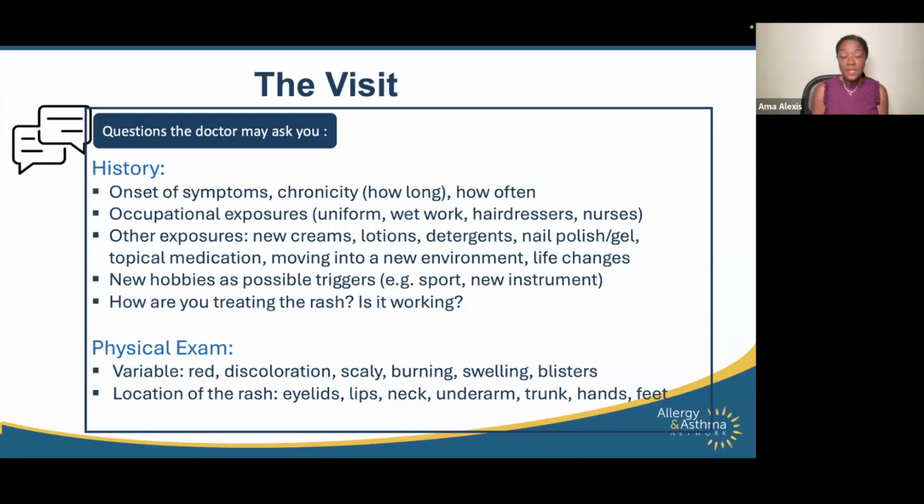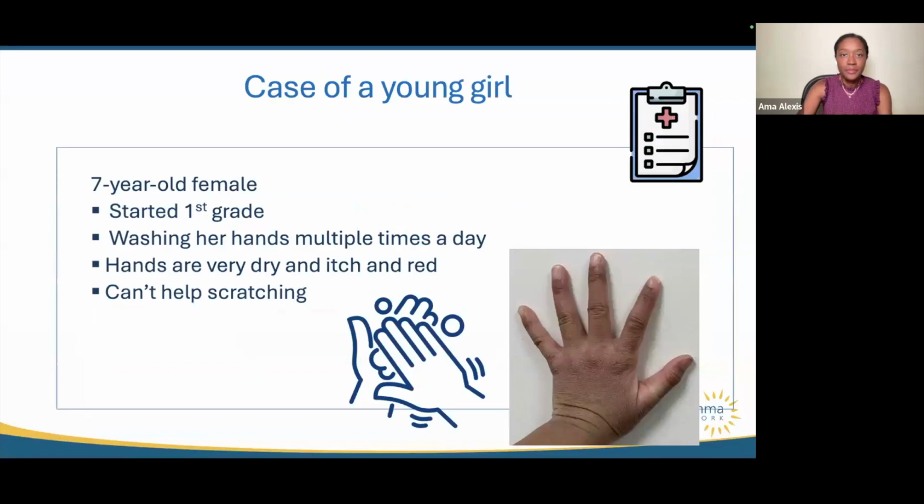The patients often describe not just an itch, but also burning. We can see swelling and sometimes even blisters. And what's really important is the location of the rash. The area around the eyes, the skin is quite sensitive, so we often see eyelid dermatitis. We can see reactions on the lips, the neck. There's a difference whether you have a rash in the underarm or the rash is around the underarm. We can see rash on the trunk, on the hands, and on the feet as well.